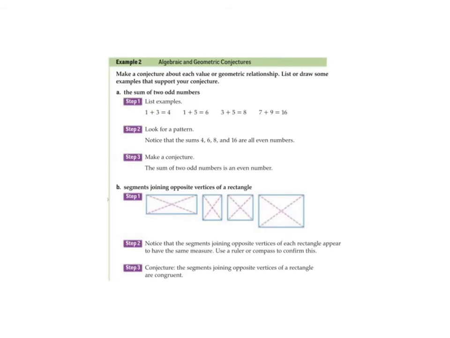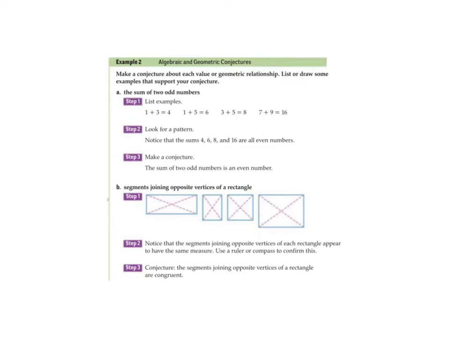All right, so now let's have a look at example 2. What it's asking you here is to make a conjecture about the value or geometric relationship. List or draw some examples that support your conjecture. In other words, you'll make an educated guess. The question is the sum of 2 odd numbers. Here they've given you 4 sequences. You can always check it with the 5th one. Start with the smallest one. If you add 1 and 3 together, you get 4. If you add 1 and 5 together, you get 6. If you add 3 and 5 together, you get 8, and 7 and 9, you get 16.